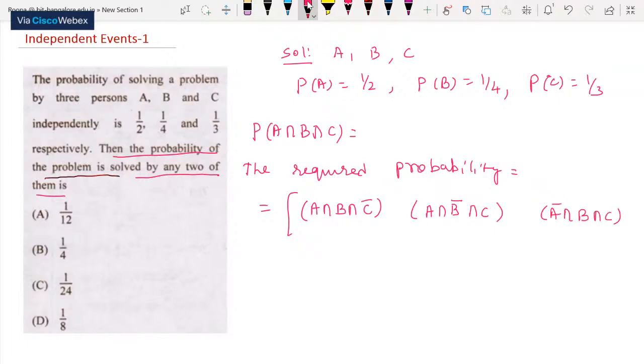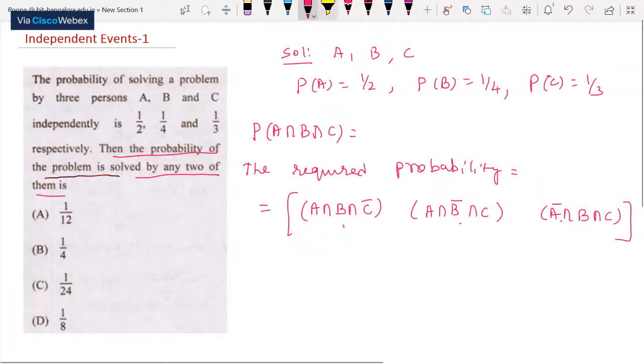See, they are asking to find the probability that the problem is solved by any two. They have not mentioned A and B solved with C not solved, or A and C solved, like that. Any two out of three are solved, one is not solved. Means any one of these events may happen, either this, this, or this. At least one must happen. That gives rise to the solution for the probability that the problem is solved by any two of them.